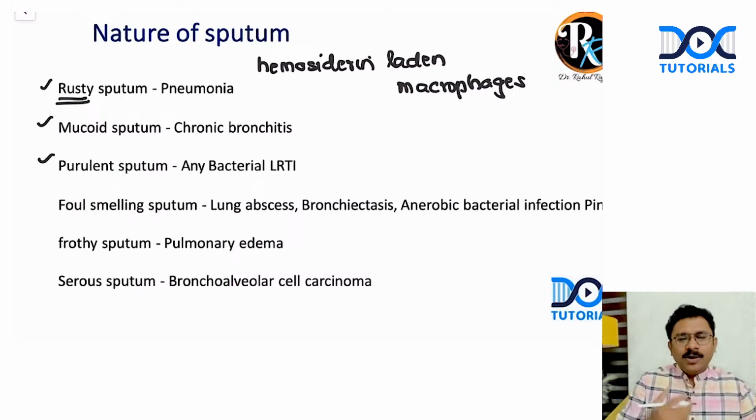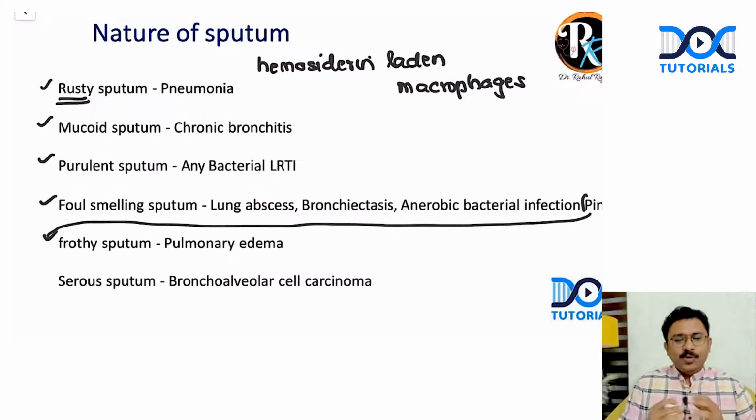Purulent sputum can occur in any bacterial lower respiratory tract infection. Maybe it could be a lung abscess, bronchiectasis, and even some cases of pneumonia can also have a purulent sputum. Foul smelling sputum occurs in lung abscess, bronchiectasis, and anaerobic bacterial infections. Then the pink frothy sputum. I'm sorry, this should have come here. Pink frothy sputum is seen in case of pulmonary edema. This is also important. And serous sputum in bronchoalveolar cell carcinoma.